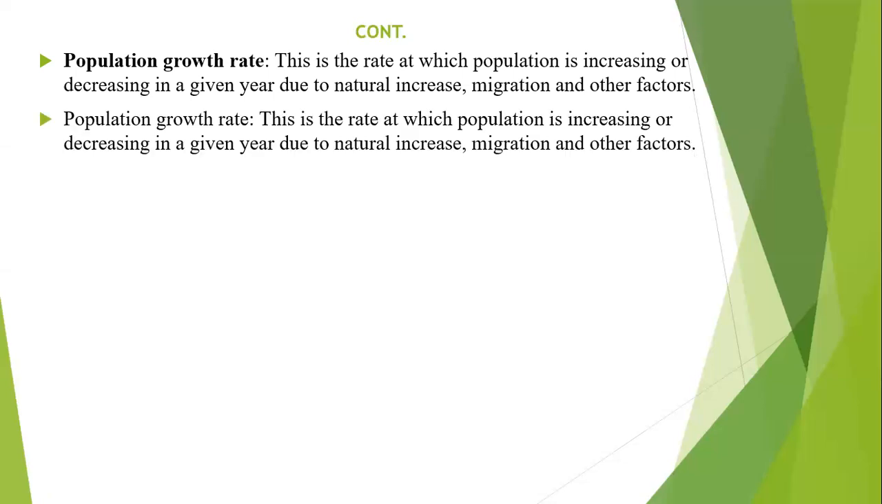Now, population growth rate is the rate at which population is increasing or decreasing in a given year due to natural increase, migration, or other factors. We are looking at birth rate minus death rate, multiplied by 100. That's how you find it in percentage.